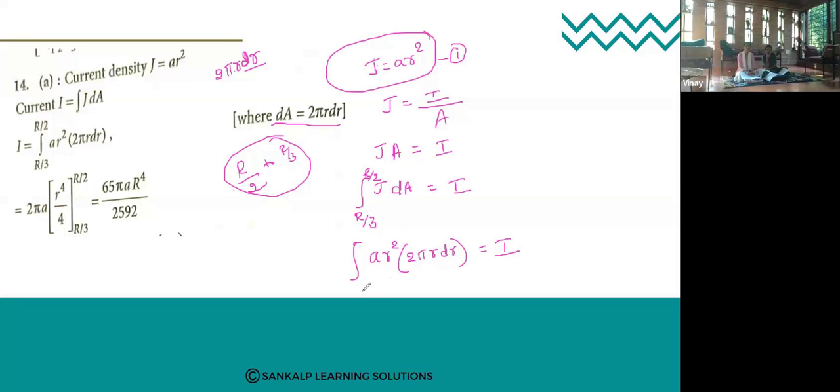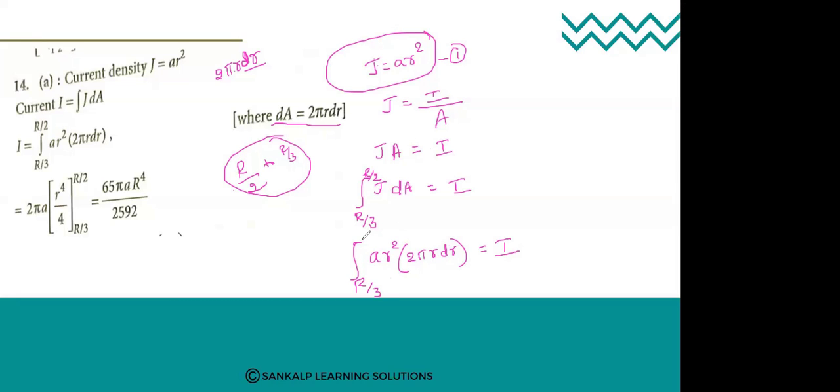So after this, very simple, you just need to integrate this equation from r by 3 to r by 2. Okay, so all the steps are there. So here we have I is equal to the integral of A r squared into 2 pi r into dr, and here the integration range is r by 3 to r by 2.